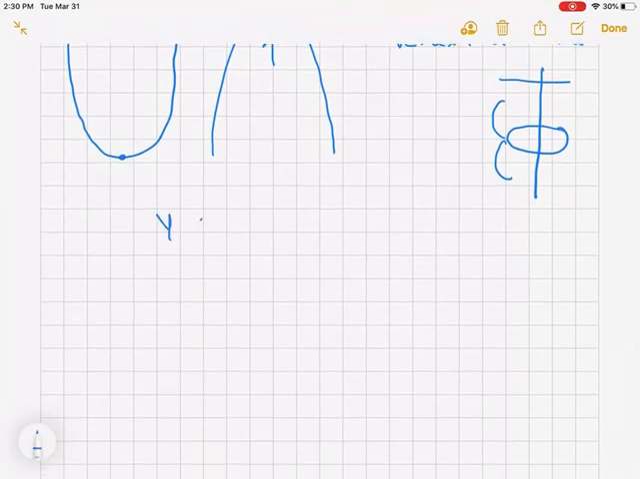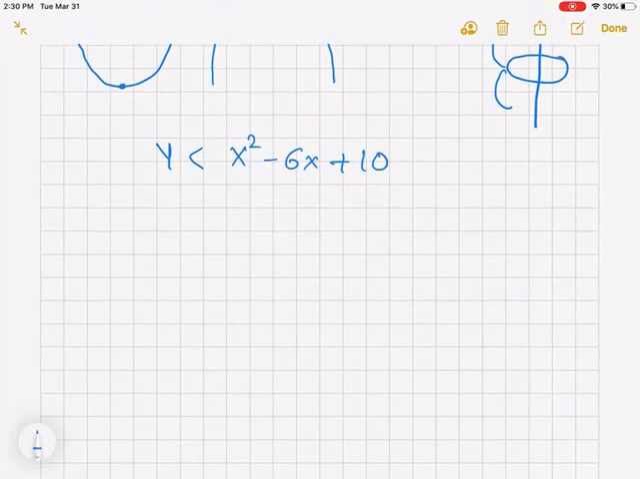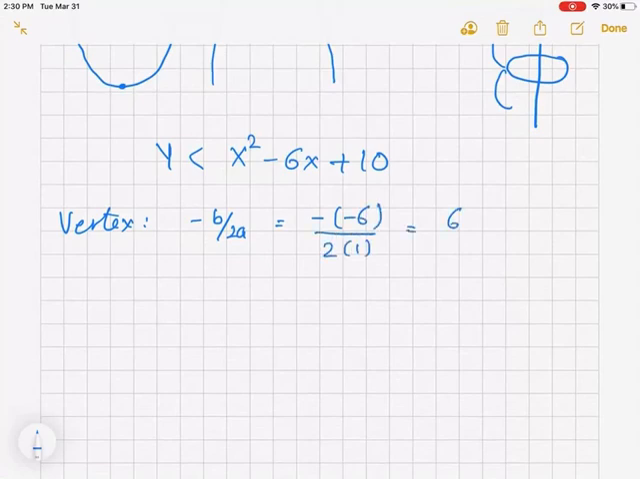I have y is less than x squared minus 6x plus 10. This is a degree 2 function, definitely going to be a parabola. But first, let's start off with the vertex of this function. The vertex is negative b over 2a. So negative negative 6 over 2 times 1. Simplify: 6 divided by 2 is 3. So the x coordinate of this vertex is going to be 3.